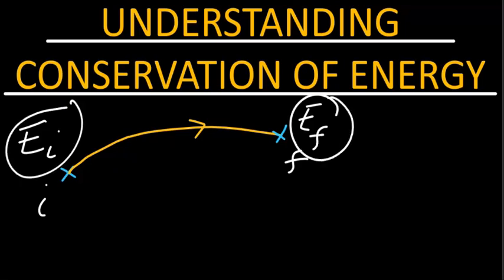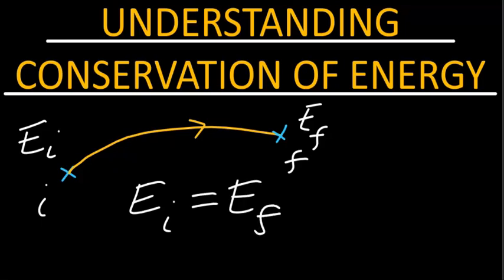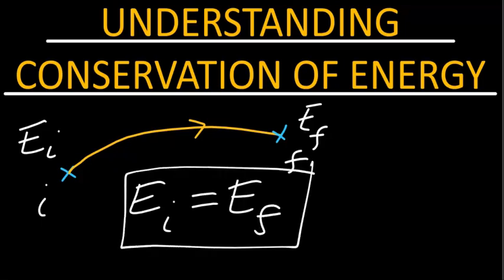EI and EF may include all the forms of energy that we have just introduced. The principle of conservation of energy states EI equals EF. The energy of the system is conserved, and there is no loss in the energy. Let's look at a couple of examples.